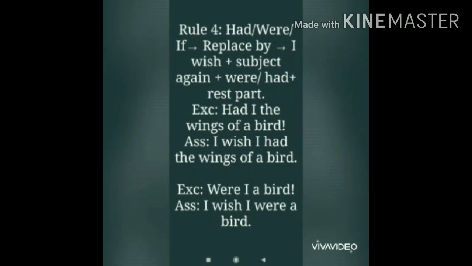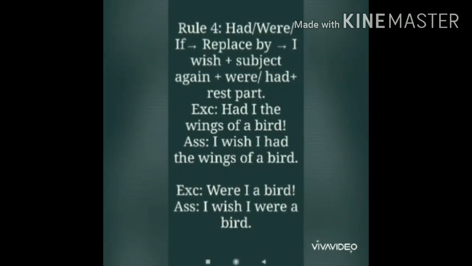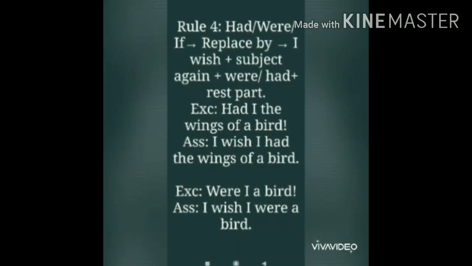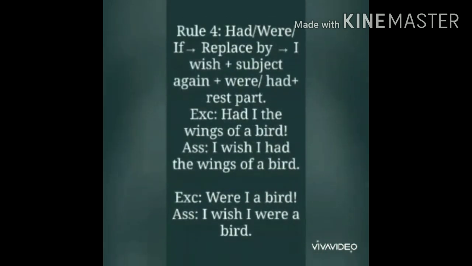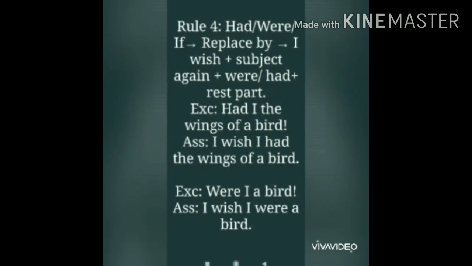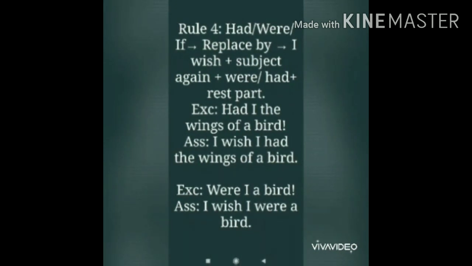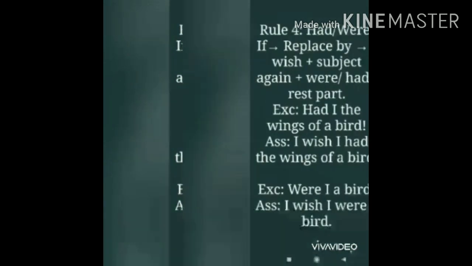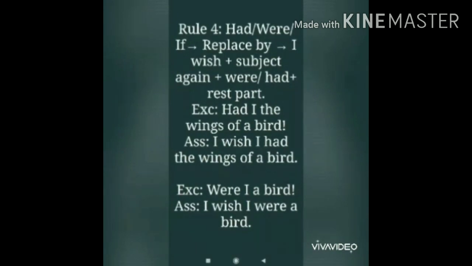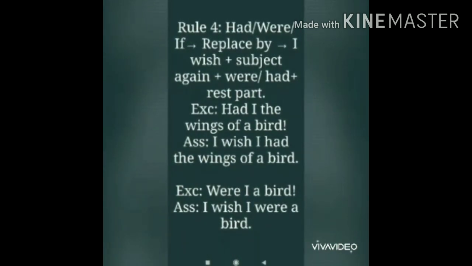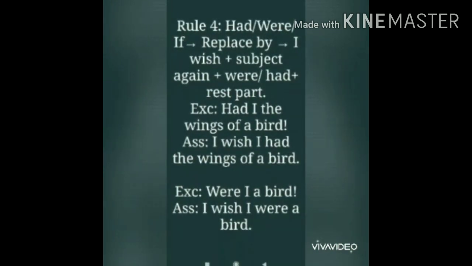Rule 4. If any exclamatory sentence starts with had, were or if, then these words have to be replaced by I wish, then you have to use the subject again, then were or had, and then the rest of the part of the sentence. I know this structure is a bit tricky, but seeing the examples you'll get what I'm saying.